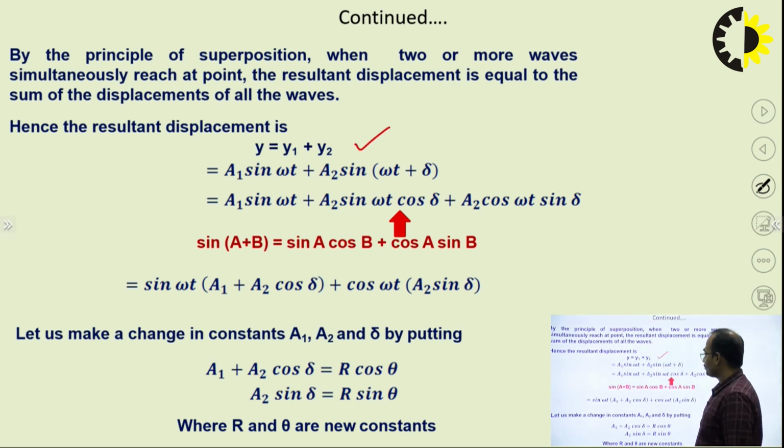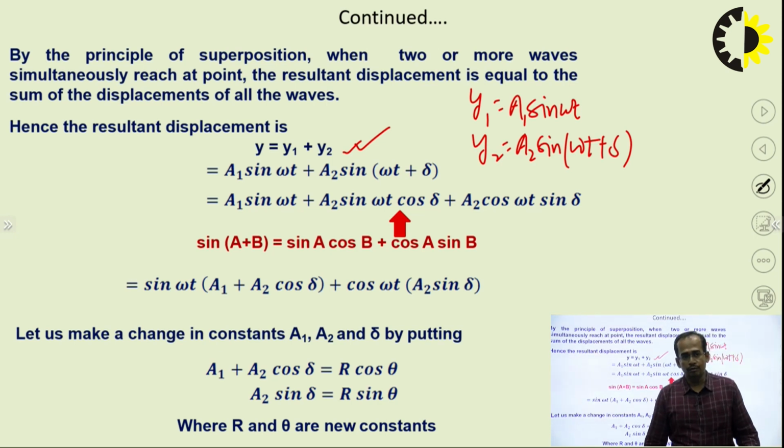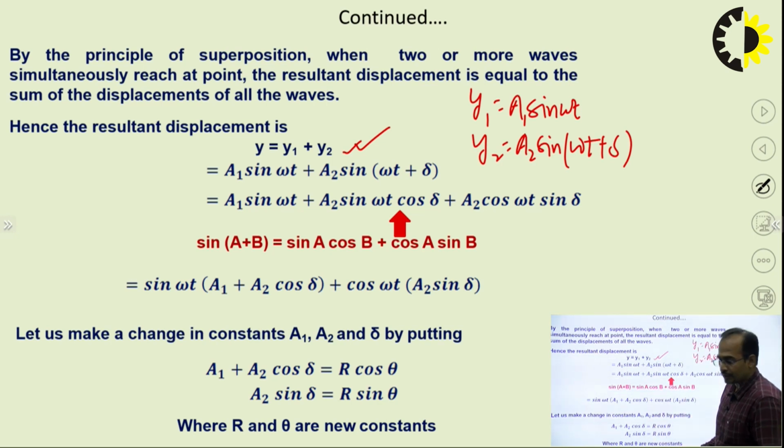By the principle of superposition, when two or more waves simultaneously reach a point, the resultant displacement is equal to the sum of the displacements of all waves. So, what will be the sum? Y1, as I have already supposed, is equal to A1 sin omega t and Y2 is equal to A2 sin (omega t plus delta). How will you find the resultant amplitude?